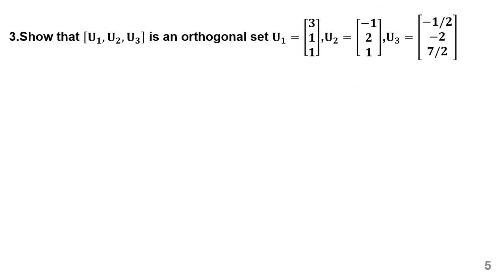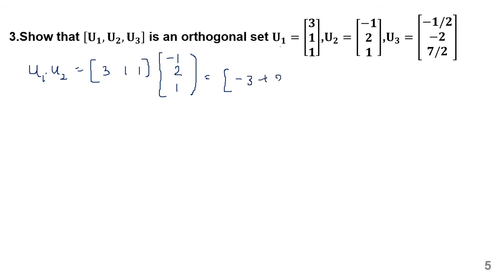Next problem, show that u1, u2, u3 is an orthogonal set, where u1 is equal to (3, 1, 1), u2 is equal to (-1, 2, 1) and u3 is (-1/2, -2, 7/2). So u1 · u2 is equal to (3, 1, 1) · (-1, 2, 1). So it is equal to 3 into -1, which is -3, plus 1 into 2, which is 2, plus 1 into 1, which is 1, which will be equal to 0.